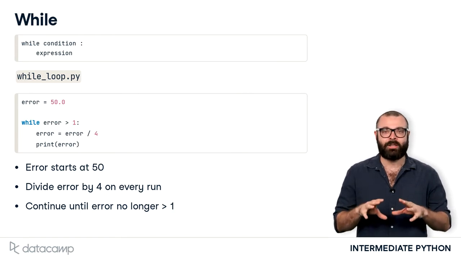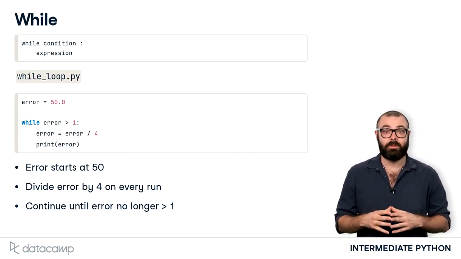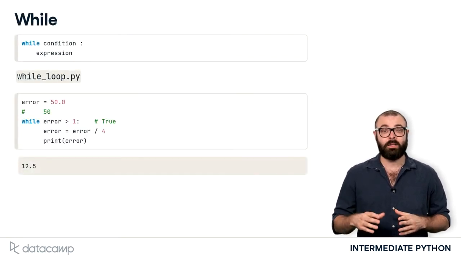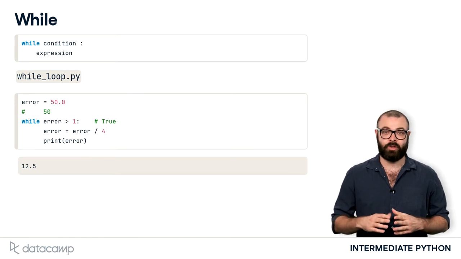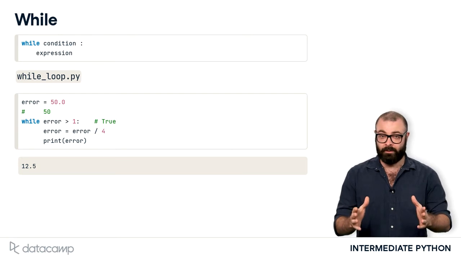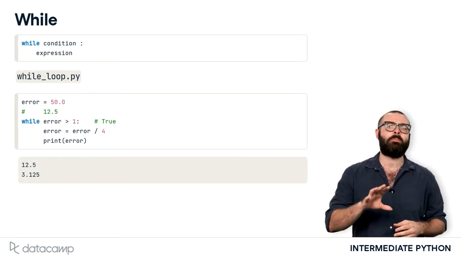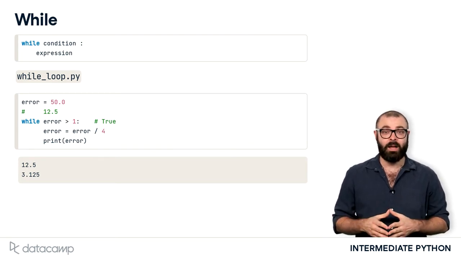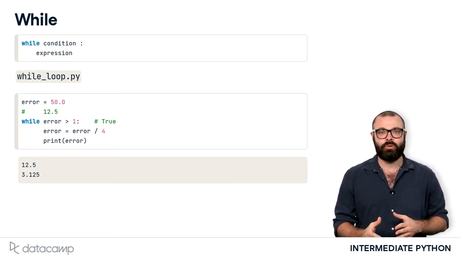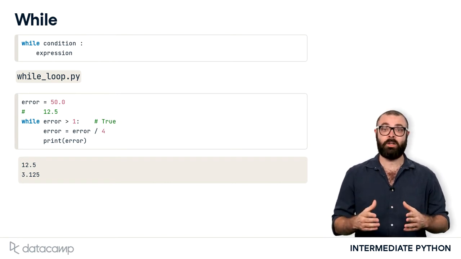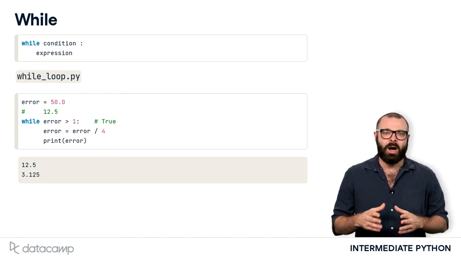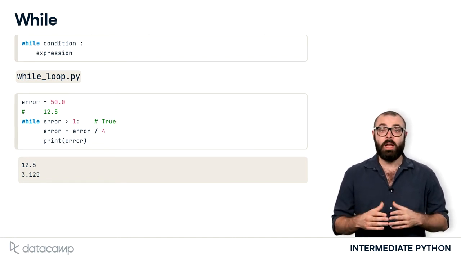Let's go through what actually happens if you run this script step by step. On the first run, the error is 50, so the while condition is true and the corresponding code is executed. The error is divided by 4 and printed out, 12.5. Now, Python heads back to the condition of the while loop with error equal to 12.5. Again, the condition is true and the code is executed. The error is divided by 4 and printed out. Now the error is 3.125 and Python heads back to the while condition.